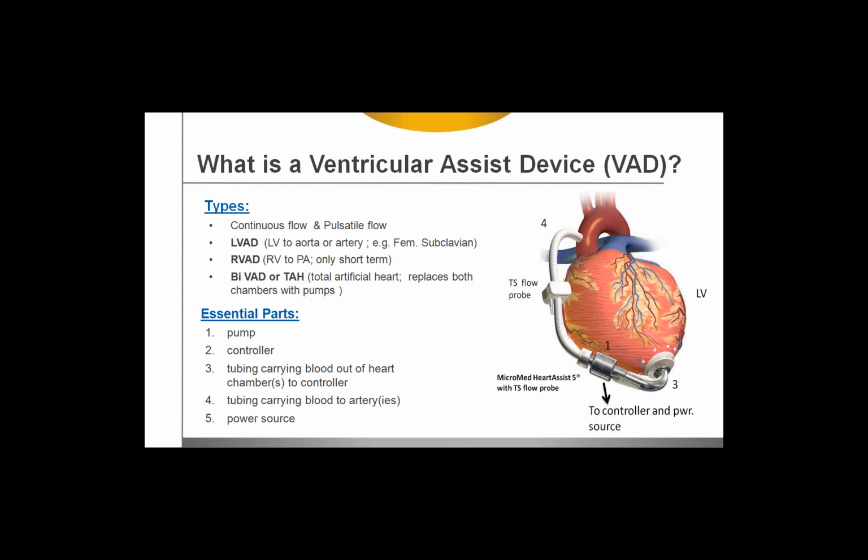As you can see on the image, there's a Transonic flow probe. Transonic has a long-standing relationship with VAD companies, ventricular assisted device companies. What we really want to present today is the synergies of the PV loops and basic LVAD or VAD application. We have LVAD, which is left ventricle to aorta or any major artery. And we can also have RVAD, which is RV to PA, which is used only for short term. There's also the VAD named BiVAD or total artificial heart, TAH, which replaces both chambers with the pump.